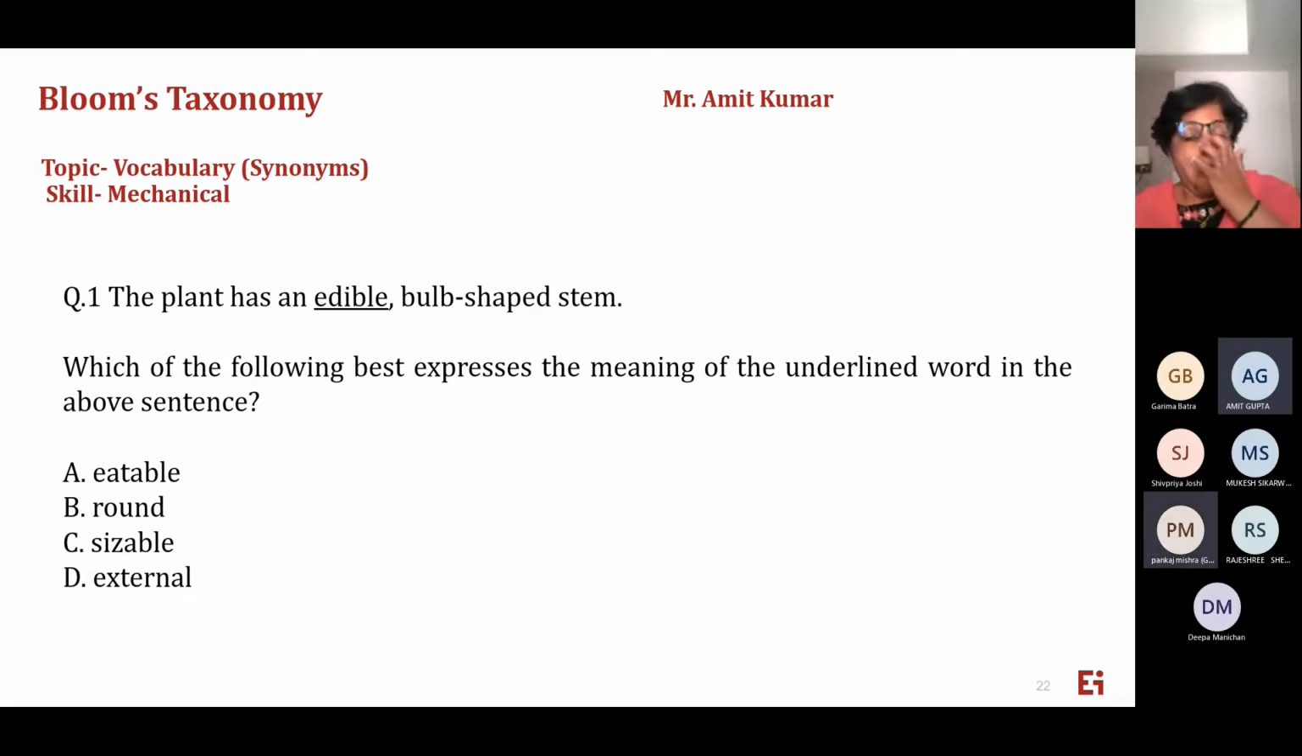My views are similar to yours, Amit sir. Definitely, it is a category of recalling the information. If he knows the meaning of edible, then it's clear to him. If he is not able to, there is no clue from the question to understand the meaning of the word. He just knows it or not. So definitely it tests the recall category. So it's a mechanical question. Agreed.